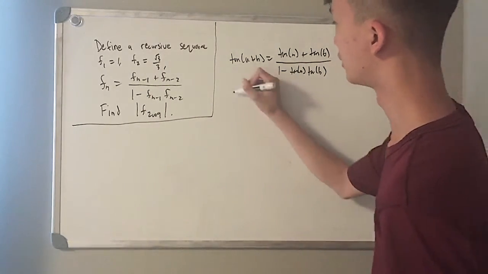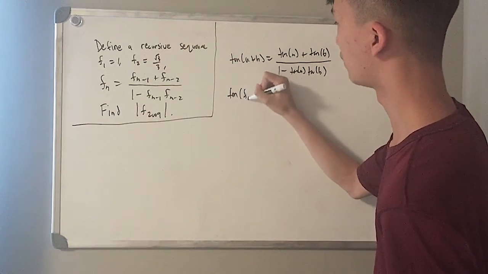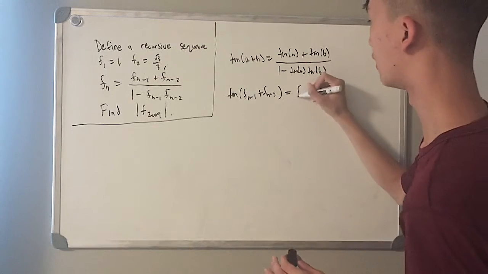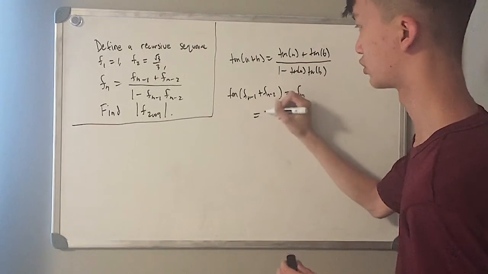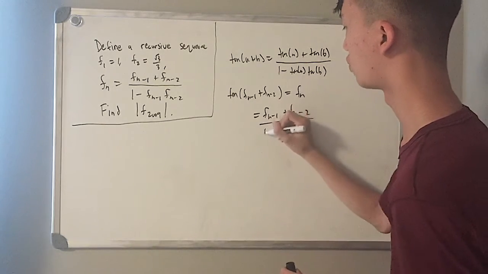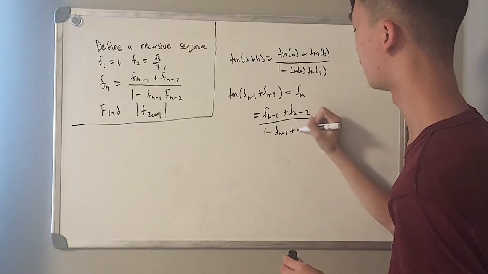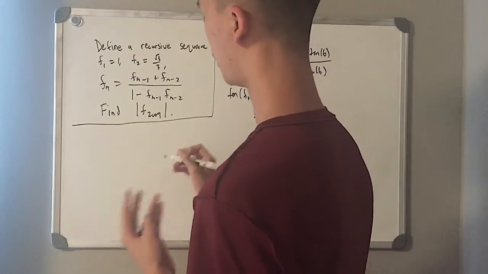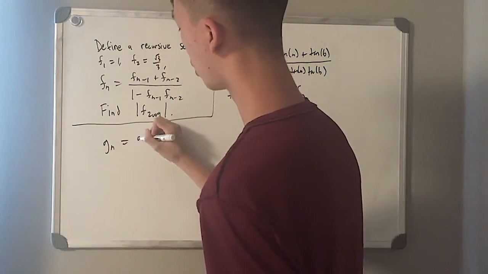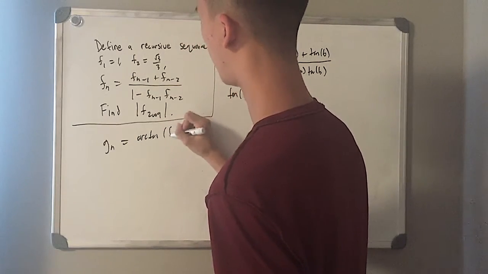So we have the tangent of f of n minus 1 plus f of n minus 2 is then equal to f of n, which is also equal to f of n minus 1 plus f of n minus 2, all over 1 minus f of n minus 1 times f of n minus 2. So now we can define a new recursive sequence. Let's let g of n be equal to the arctan of f of n.